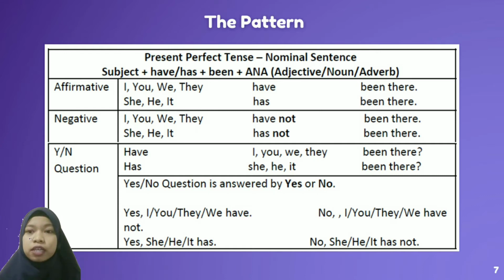And then the negative form is similar to the verbal sentence. You only have to add not after have or has. So do with the yes/no question. The helping verb have or has is added at the first of the sentence and then followed by subject and then been and then adjective, noun or adverb. In example, have you been there? So do with the answer. If yes, you only have to say the subject and then have or has. And for the answer no, you only have to add no and then subject and then have or has not.